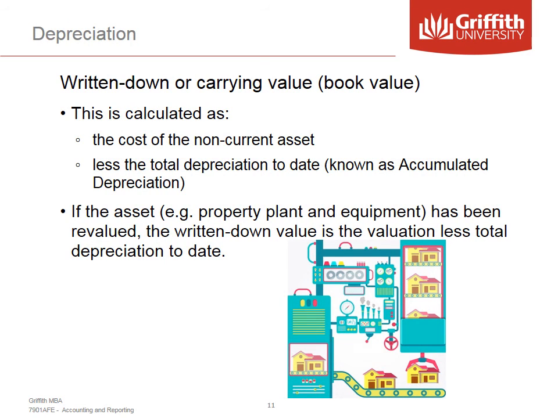This terminology, let's just flesh it out here again. The written down value or the carrying value of the asset, sometimes also referred to as its book value, is calculated simply as the cost of the non-current asset less the total depreciation to date over its life. Now that total depreciation over its life to date, which might be 2, 3, 4 years, is known as its accumulated depreciation. The cost of the non-current asset less its accumulated depreciation.